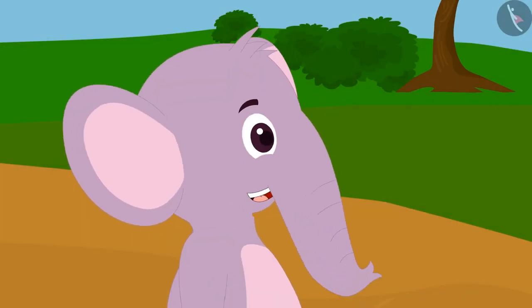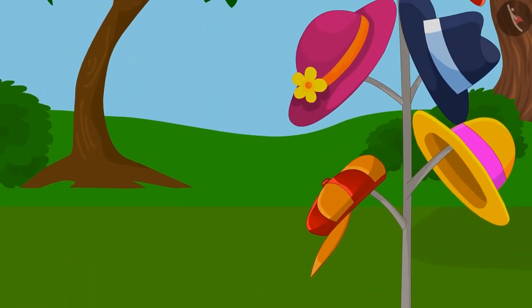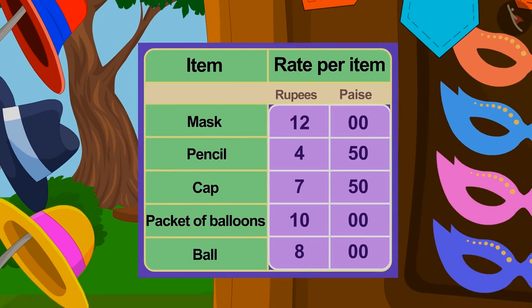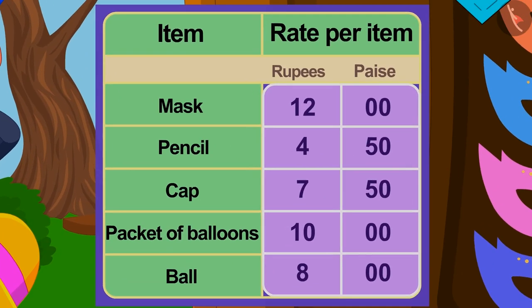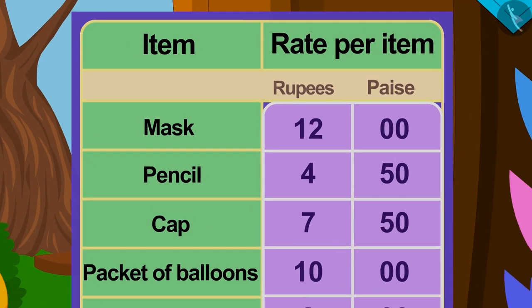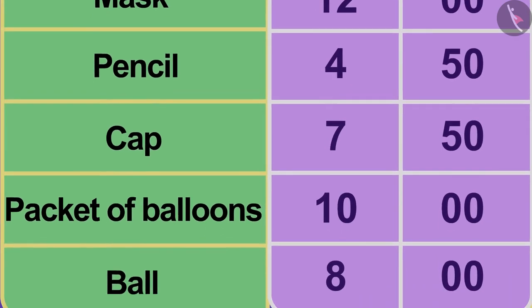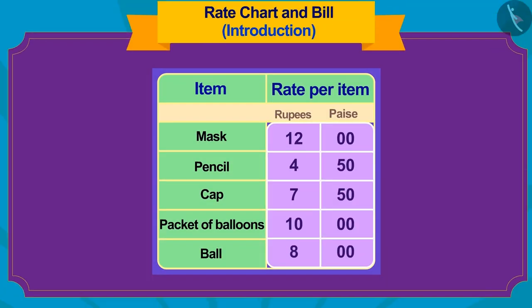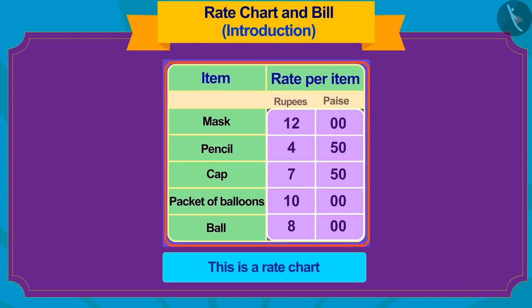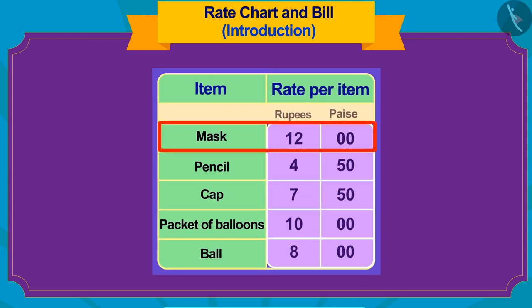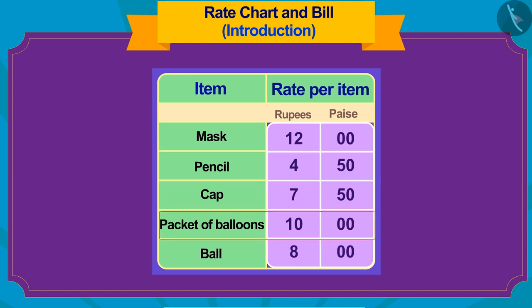Now, Appu saw a beautiful cap on Bunny's stall. He saw one such board next to the cap. The price of each item available at Bunny's stall was written on the board. Children, have you seen any such board in a shop? This is a rate chart. We can see the price of one piece of each item.